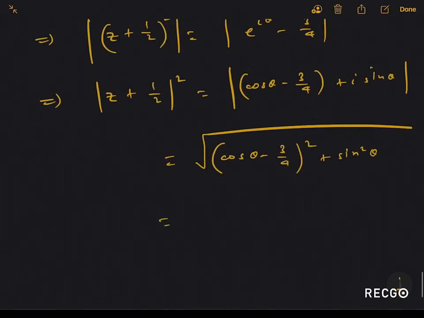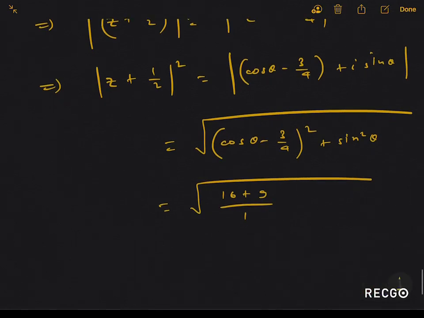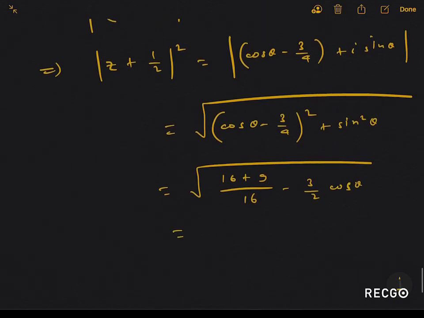Now expanding the whole square and doing a few calculations, we get sin square plus cos square is 1, plus 9 by 16, taking LCM, 16 plus 9 by 16, minus 3 by 2 cos theta. So this is basically 25 by 16. Oh sorry, by mistake it has been written as 25 by 4. Please ignore it. It should be 25 by 16 minus 3 by 2 cos theta.